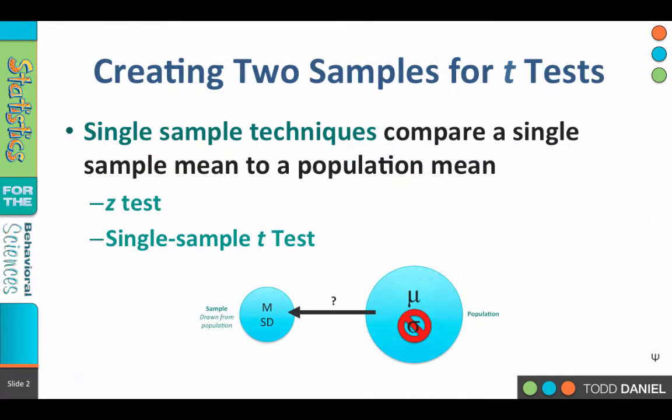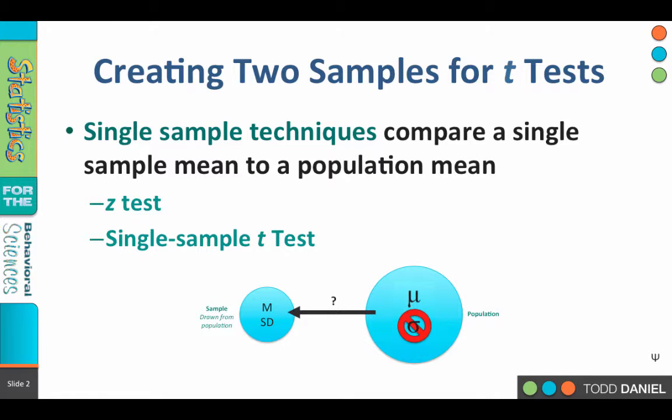So far, we have been using single sample techniques in which we draw a single sample from a population, do something to that sample, and then see if it is still like the population. The two tests that we've learned about so far are the z-test and the single sample t-test.